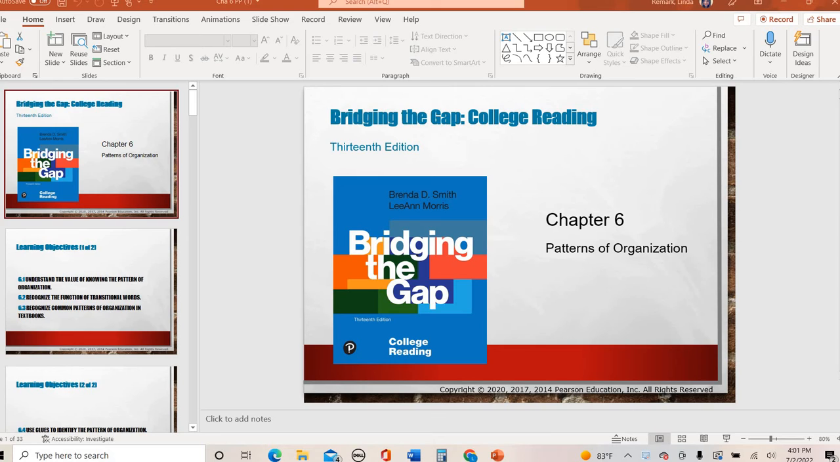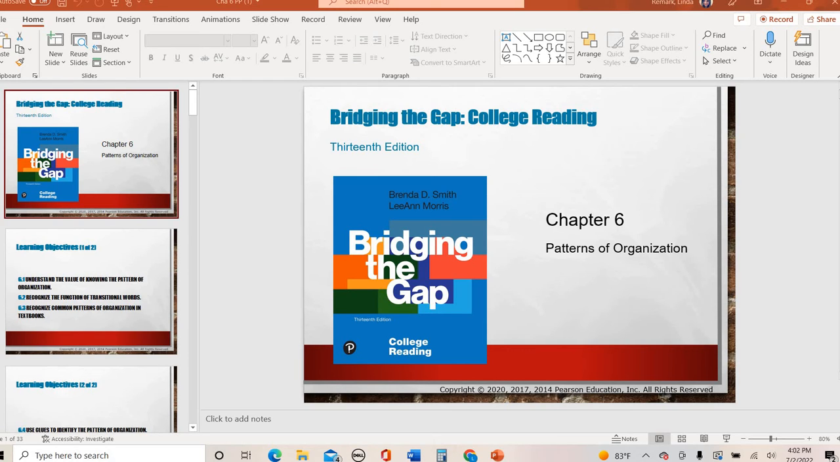So first, we've already talked about a little bit of this as it relates to supporting details, because when it comes to supporting details, as I talked about in that lecture video with that associated chapter, there are transition words and signals that are used for an author to allow us to see the relationship between ideas.